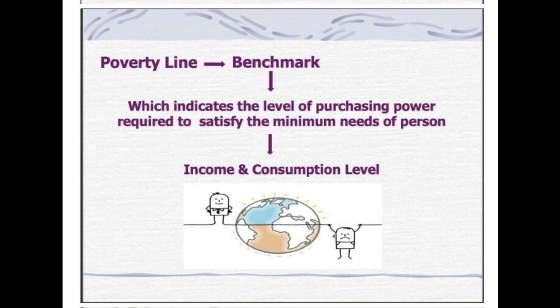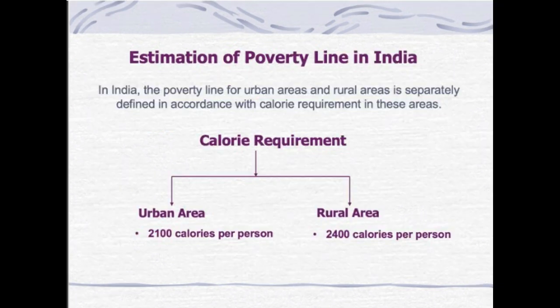Poverty line. Poverty line is defined as a benchmark which defines poverty, or we can also say which indicates the level of purchasing power required to satisfy the minimum needs of a person. It can be estimated at the level of income and consumption. It also represents the capacity to satisfy the minimum level of human needs.